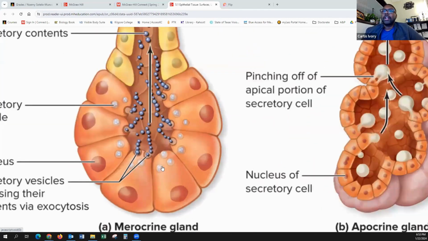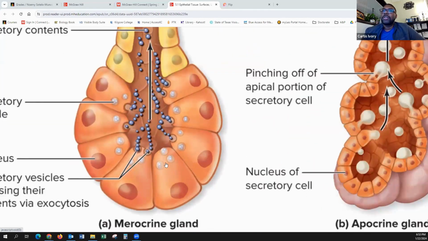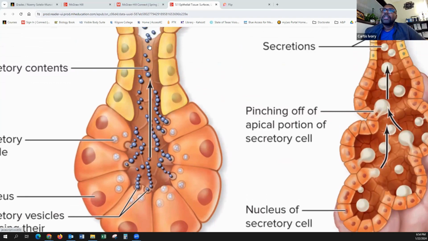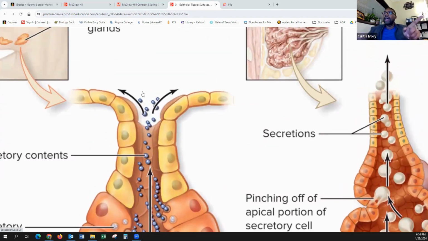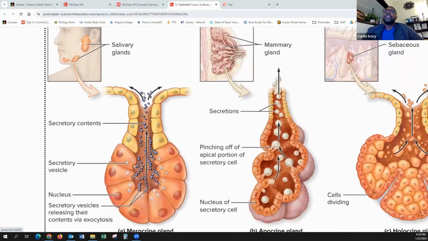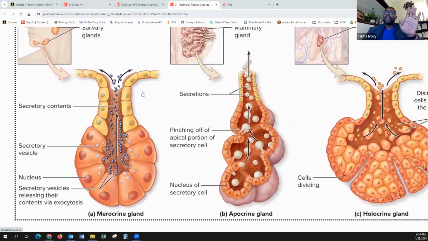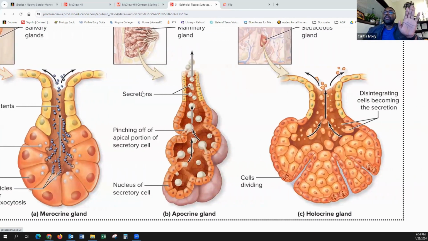And if you look closely, here we can see vesicles. We talked about this in the cell chapter. So essentially, you've got the nucleus right here. Those vesicles are going to be producing the saliva. Those vesicles are going to move towards the cell membrane, or the plasma membrane, fuse with it, and release their contents. And then that's going to go up into the duct and then out into the mouth. That is merocrine glands. Now let's look at apocrine glands, excuse me.